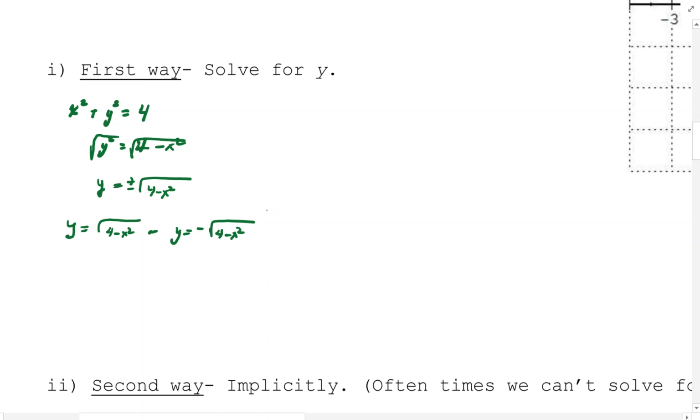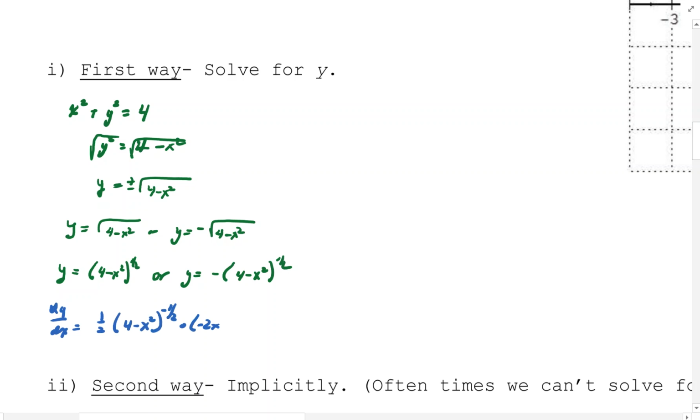Of course, if I want to get a slope, if I want to take the derivative, I don't like this notation of having a radical, so I'll rewrite it as y equals (4 minus x squared) to the 1/2, or y equals negative (4 minus x squared) to the 1/2. If I want to take the derivative, I'm going to have dy/dx equals 1/2 of (4 minus x squared) to the negative 1/2, and chain rule says I've got to multiply by the negative 2x. Or the derivative of the second equation: negative 1/2 (4 minus x squared) to the negative 1/2, and again chain rule gives me that negative 2x.